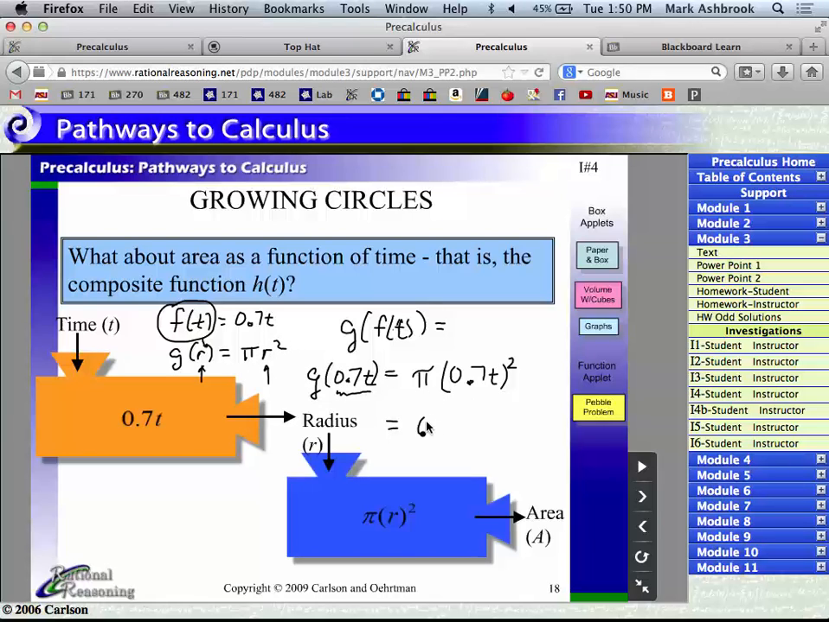Okay, and if we simplify that, we get 0.49 pi t squared. And we can call that, say, a new function. We can call that h. And so tell the person next to you, what's the input and the output of h? What's the input of h and what's the output of h? Go. Tell the person next to you. What quantity is the input of h? What quantity is the output of h?